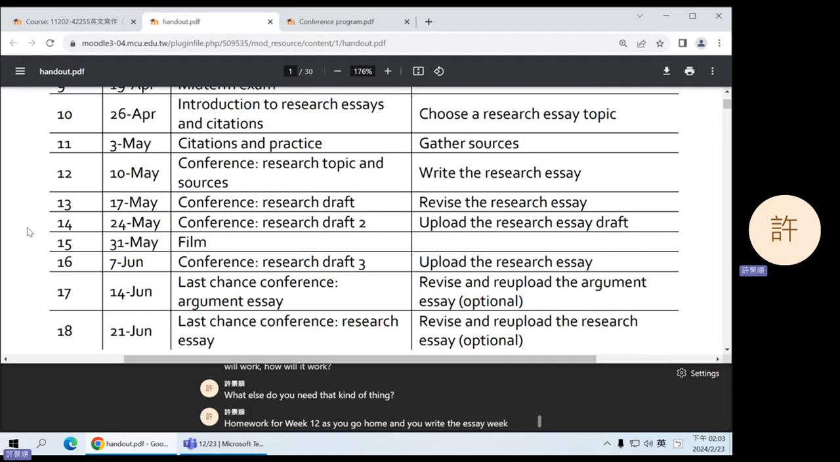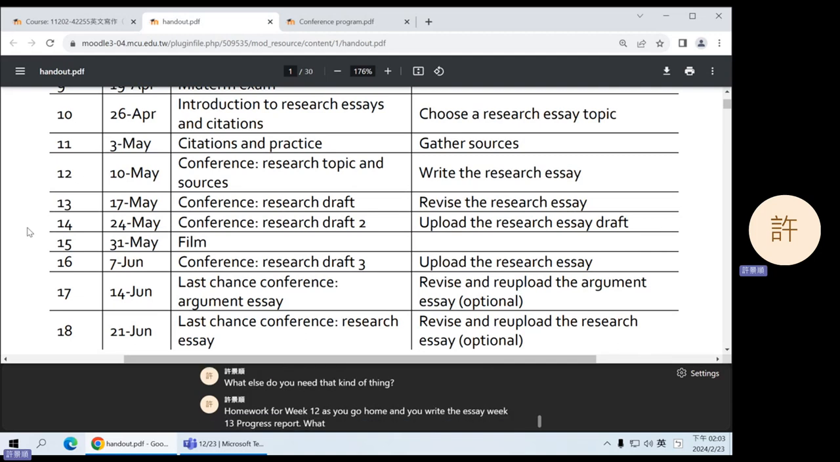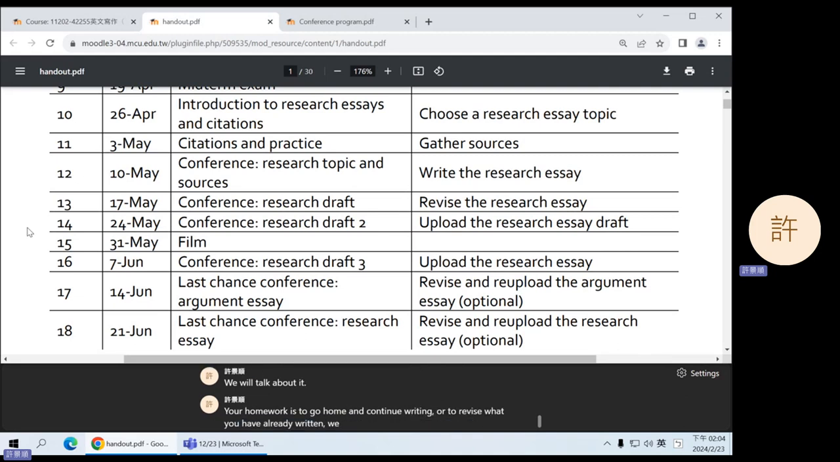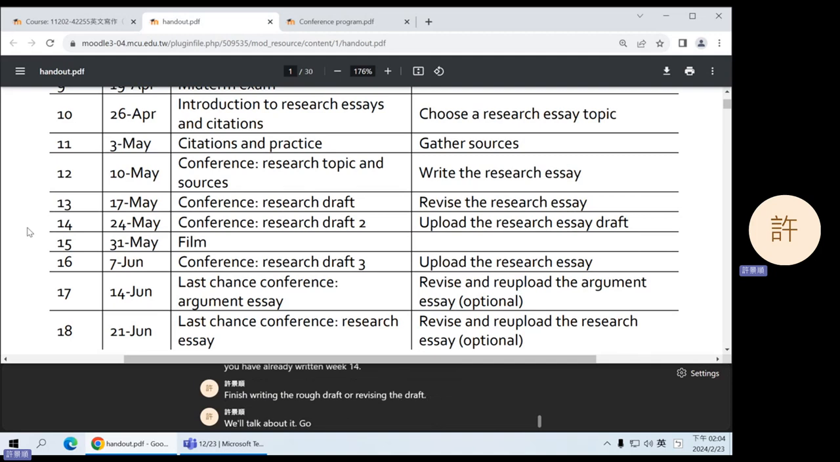Week 13, progress report. Whatever you have written, bring up to me, we will talk about it. Your homework is to go home and continue writing or to revise what you have already written. Week 14, finish writing the rough draft or revising the draft. We'll talk about it, go home, rewrite, upload. Week 15, movie, because I don't know what else to do. During that week, I will again edit your research essays.